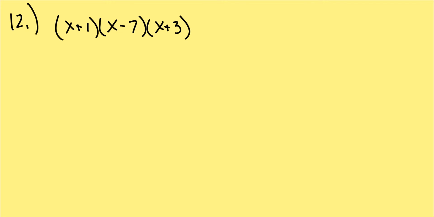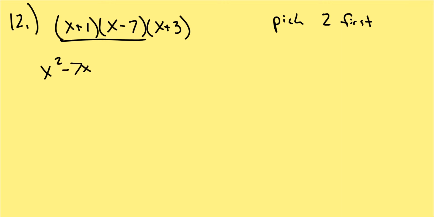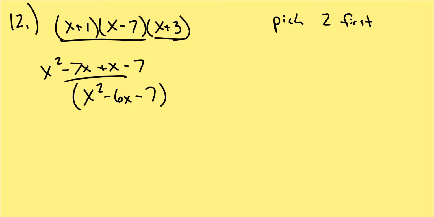Alright, number 12, you're going to pick the first two. So pick 2 first. I FOIL it. I get x squared minus 7x plus x minus 7. And this becomes x squared minus 6x minus 7. I take x plus 3, and I put it right there in front.